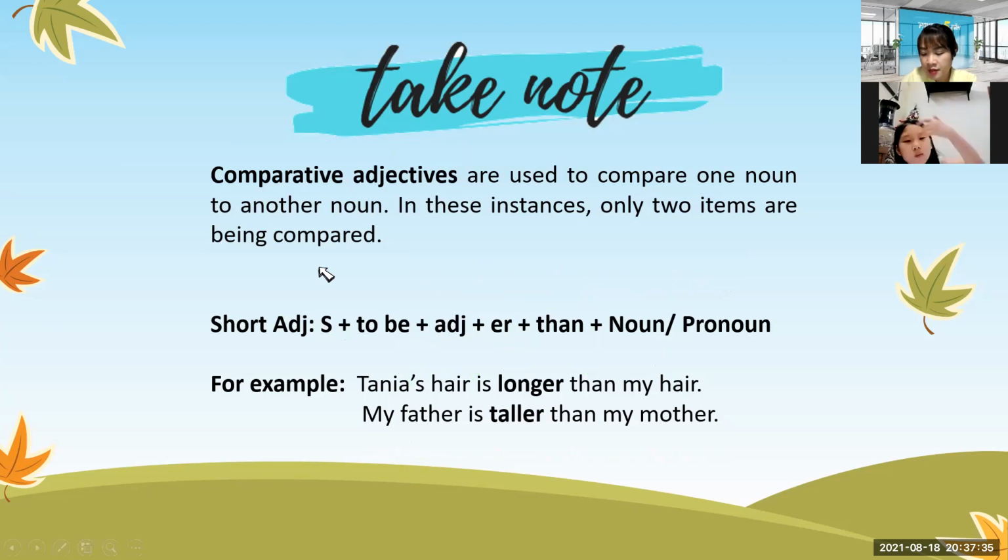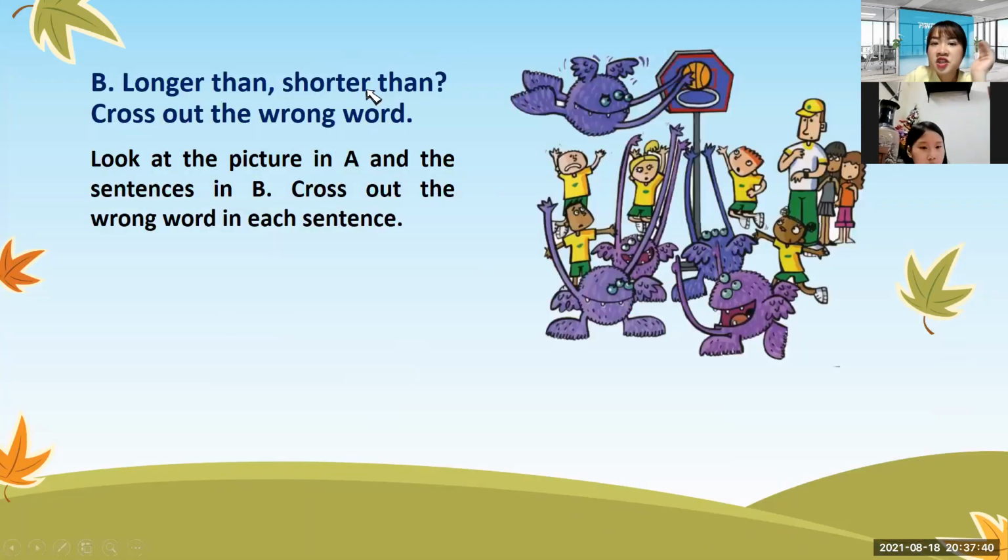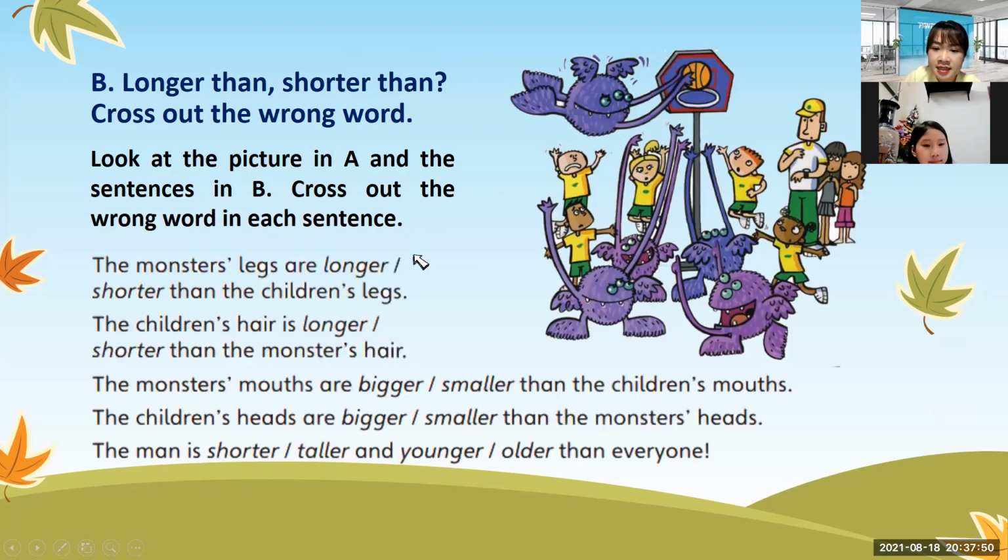Now we will go into the exercise part. Longer than, shorter than. Cross out the wrong word. Look at the picture here and the sentence. Cross out the wrong word in each sentence. Okay, look at this one. We have 1, 2, 3, 4, 5 sentences. And we have the words: the monster's legs are longer or shorter than the children's legs.